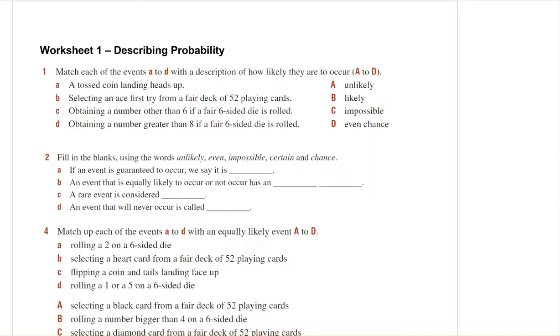So the first one says a tossed coin landing heads up. Is that unlikely? Is it likely? Is it impossible? It is even, exactly. So I'm going to put a D next to that because there's an even chance of getting a head when you flip a coin. Okay, so please finish up to page 4.